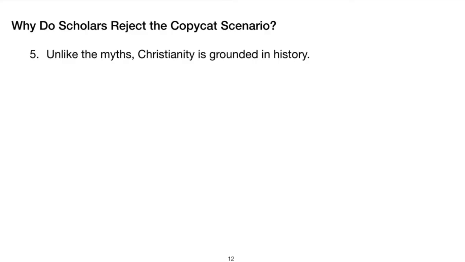It's very hard to understand how Christians would have been so amiable to the idea of just borrowing from other religions and bringing that in and making that a part of their Christian faith. The fifth point is that unlike the myths, what scholars recognize is that Christianity is grounded in history. We've talked about this a lot throughout the year, how the Christian faith is rooted in its historical claims. This is just not true about mythology. Mythology doesn't base its truthfulness on the truthfulness of any kind of historic claims.